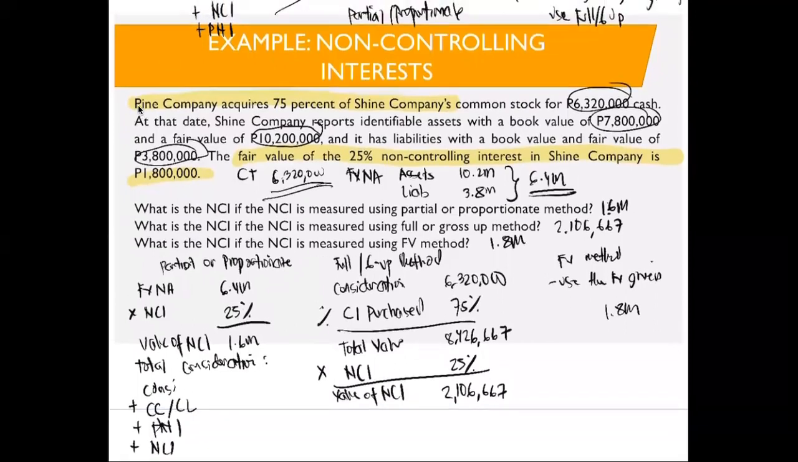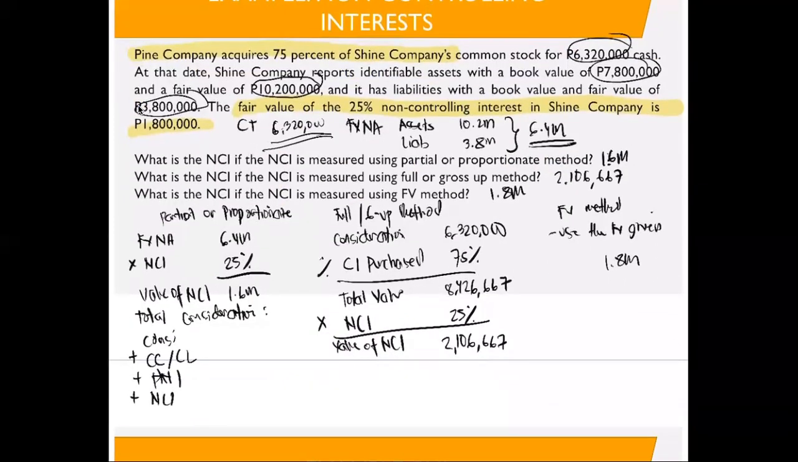So in our example, guys, let's compute for assumption number 1. What is the amount of consideration? 6,320,000. Is there any contingent consideration? None. Is there a previously held interest? None. Is there an NCI? So using assumption 1, what is the NCI? 1.6 million. So what is the total consideration?